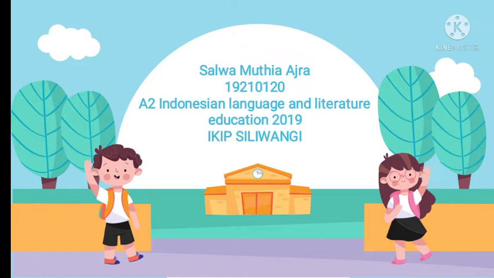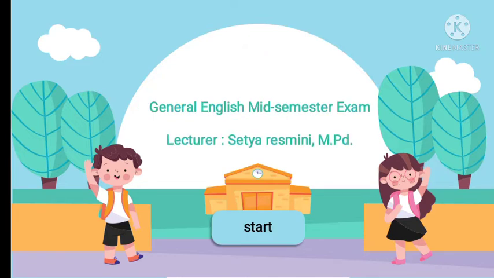My name is Salwa Muthia Ajra, NIM 19210120, from class A2 Indonesian Language and Literature Education 2019, IKIP Siliwangi. On this occasion, I will explain about nouns to fulfill the mid-semester exam assessment for the General English course, with the supporting lecturer Setya Resmini, M.Pd.